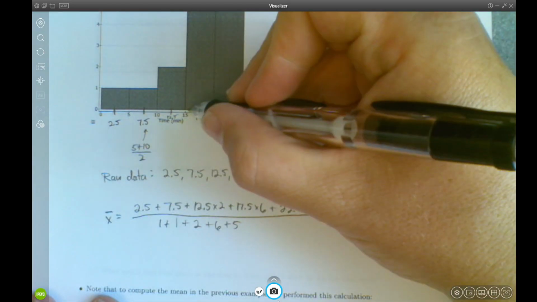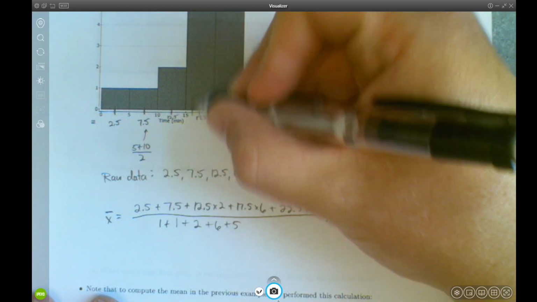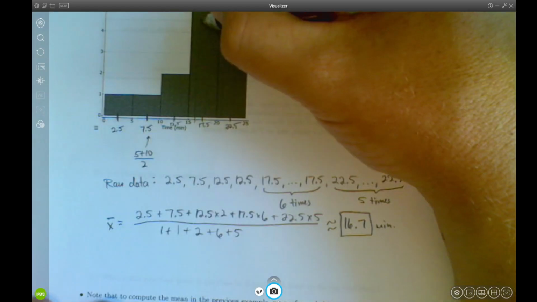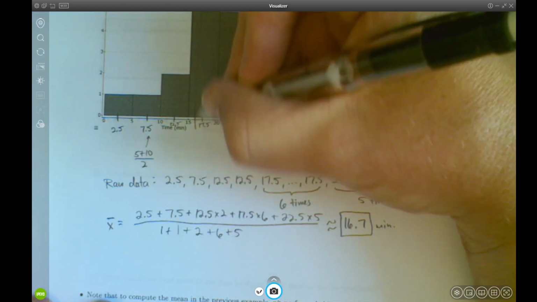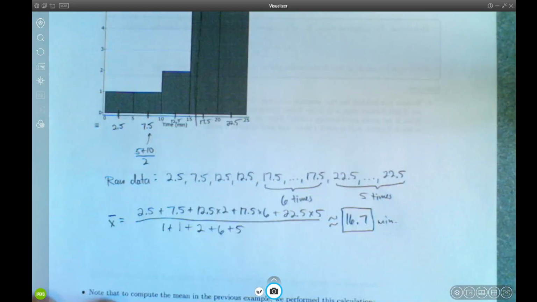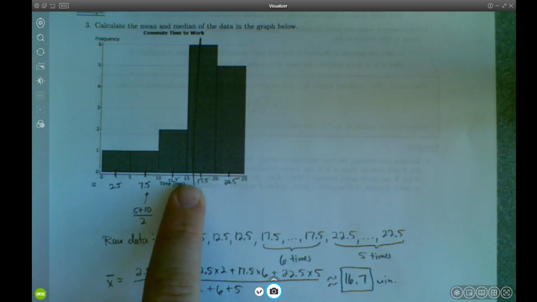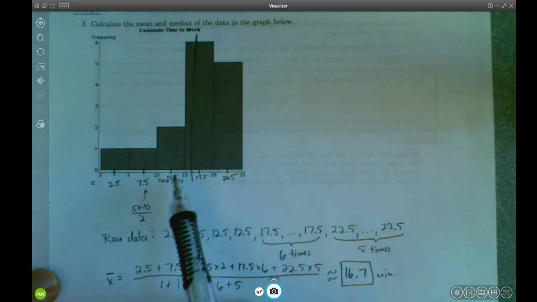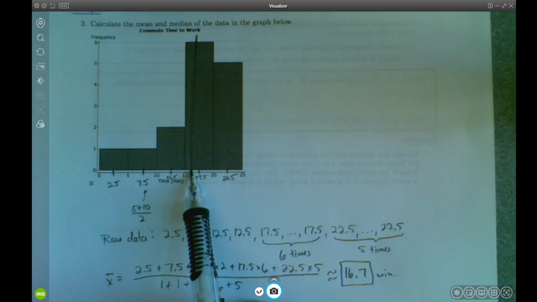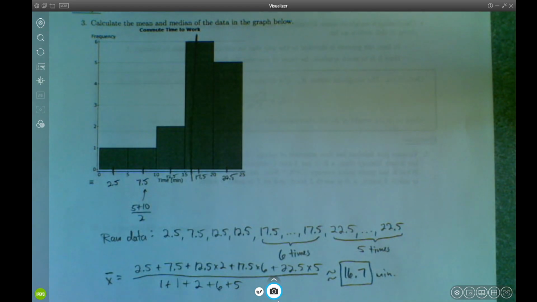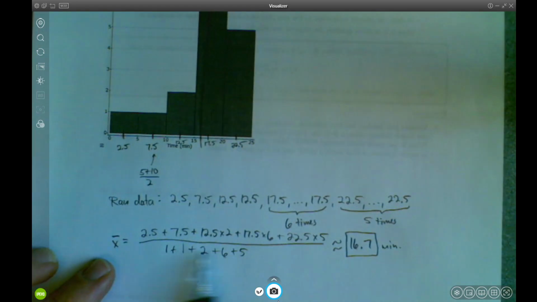16.7 minutes would be right around here. So we're saying that the mean is right about there, okay? Remember that the geometric interpretation of the mean is that it's the fulcrum, it's the balancing point. So if you imagine trying to balance this histogram, this is where you would have to place the fulcrum to balance it. And that seems about right. That's what our sample mean is.